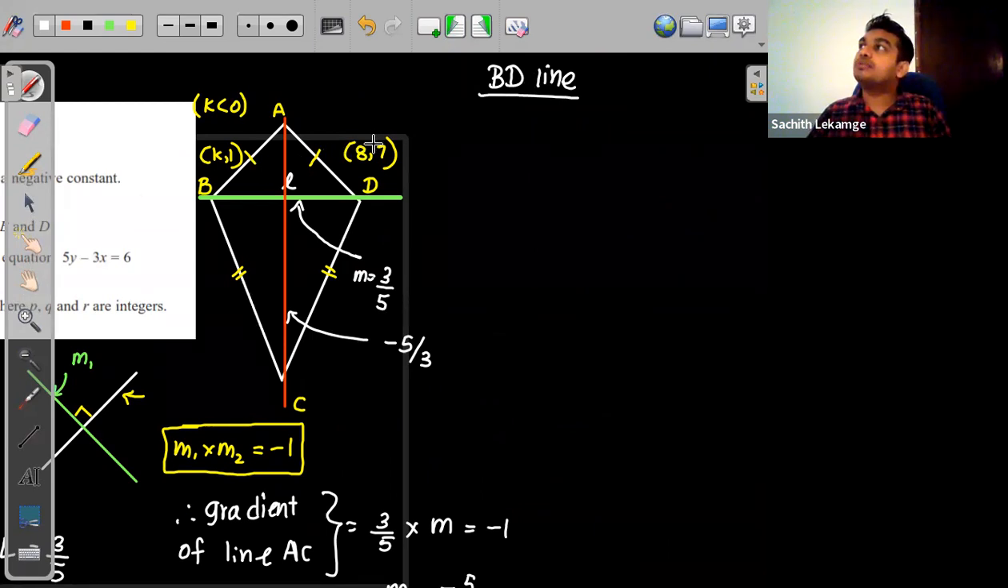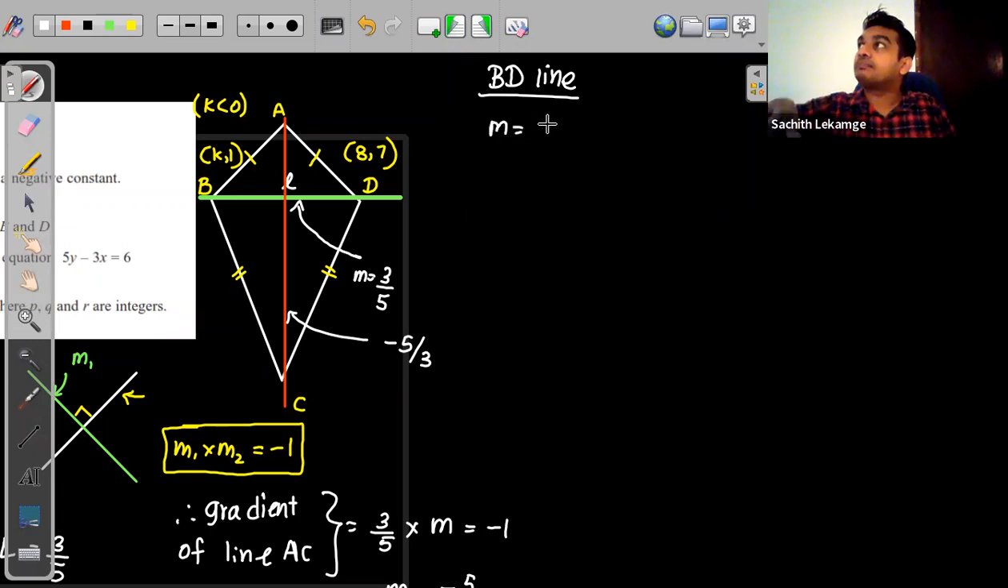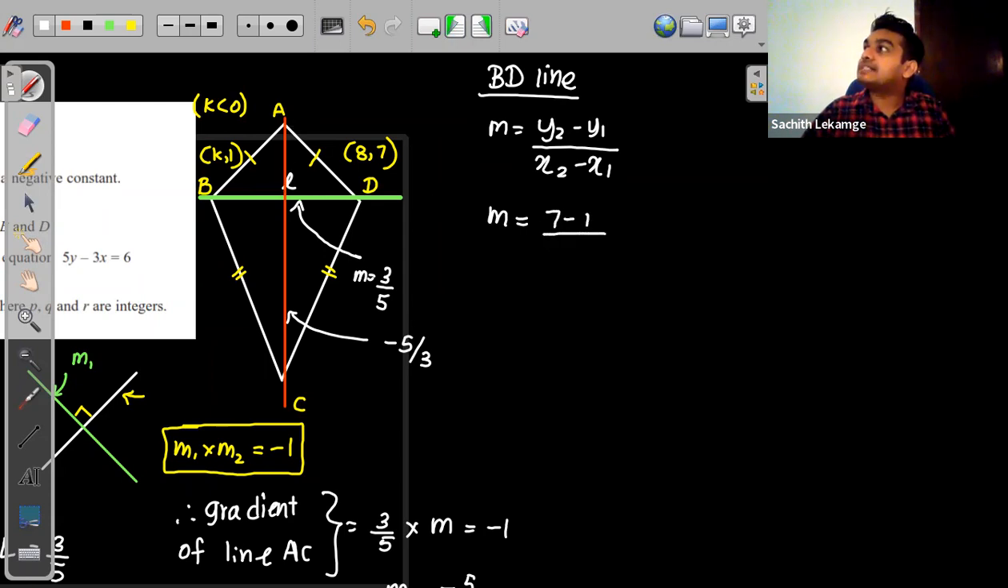Can't I write the gradient using this K and this? But how can we find the gradient? M equals, tell me the formula. Gradient of a line equals, using coordinates, y2 minus y1 over x2 minus x1. Okay, M equals 7 minus 1 over 8 minus k, which should be equal to what? We already know the gradient, 3 over 5. Got it?